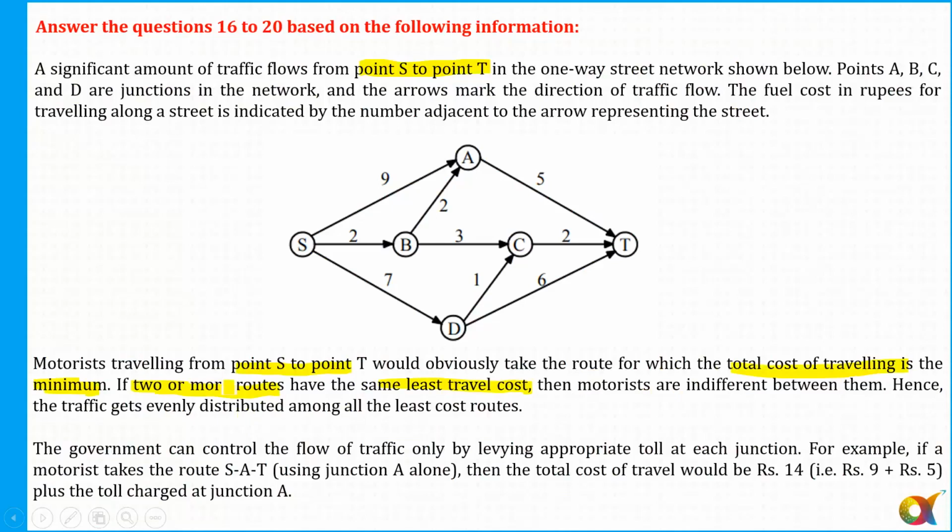Hence, the traffic gets split evenly. For example, if there are 2 routes, and for both the routes the price is rupees 100, then 50% of the traffic will be distributed among both the routes, 50% and 50%. And the government can control the flow of traffic only by levying appropriate tolls. For example, if a motorist takes the route SAT, then the total cost of travel is 14, which is equal to 4 plus 10, plus the toll at A. That is for the junction A.